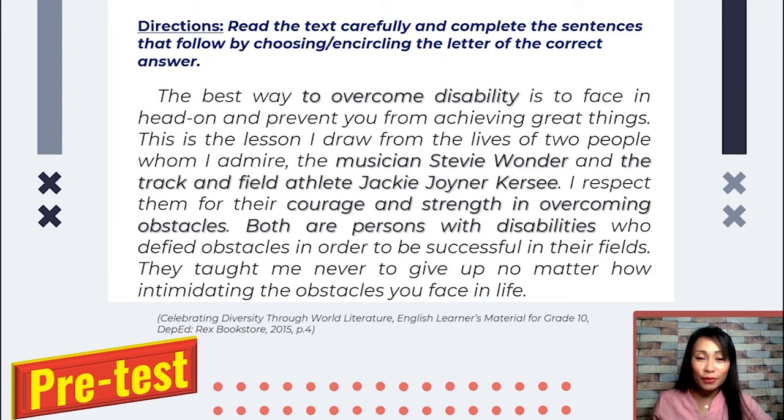Let's start by answering the pre-test. Read the text carefully and complete the sentences that follow by choosing or inserting the letter of the correct answer. The text is, the best way to overcome disability is to face it head-on and not let it prevent you from achieving great things. This is the lesson I draw from the lives of two people whom I admire, the musician Stevie Wonder and the track and field athlete Jackie Joyner Kersee. I respect them for their courage and strength in overcoming obstacles. Both are persons with disabilities who defied obstacles in order to be successful in their fields. They taught me never to give up, no matter how intimidating the obstacles you face in life.